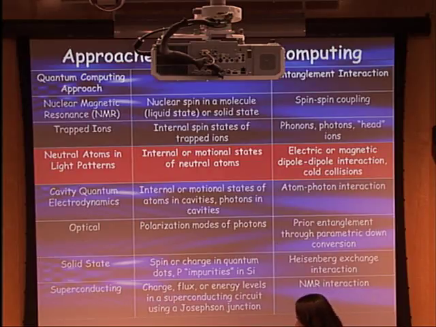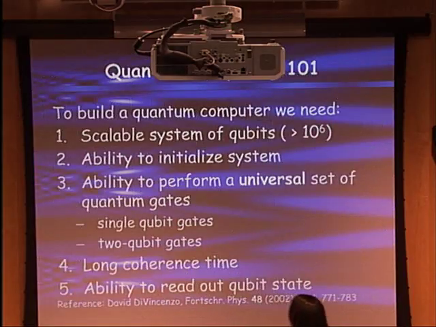So then in neutral atoms, the way these things are done is the qubit states are usually chosen to be somewhere in the ground states of the atom, so ground states, plural.